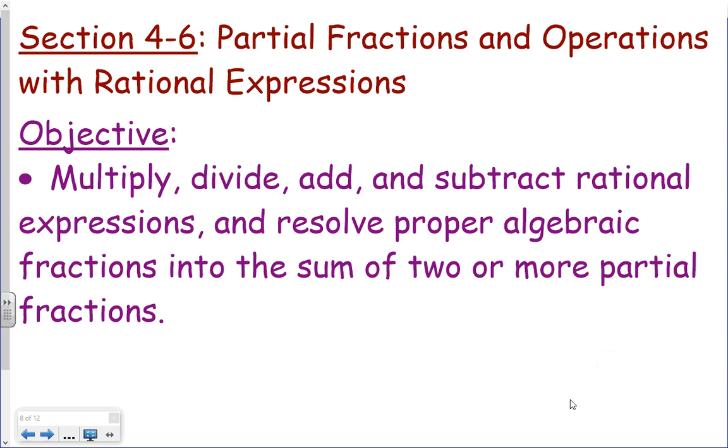All right, open up your book to section 4-6. We're on page 221 in your book. The title of this section is Partial Fractions and Operations with Rational Expressions. And the objective was to multiply, divide, add, and subtract rational expressions and resolve proper algebraic fractions into the sum of two or more partial fractions. And that's the part that we're going to tackle here today, is to come up with the partial fraction decomposition, is what it's referred to as.